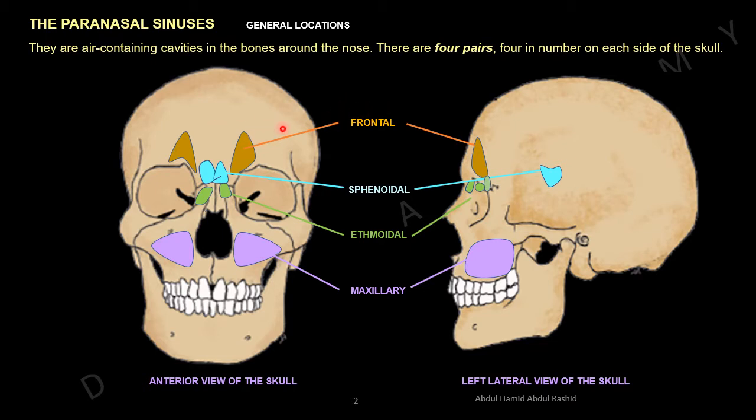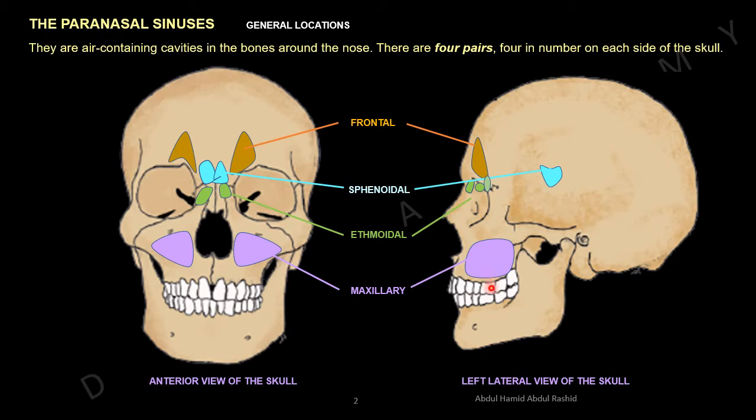These are the frontal sinuses, which are high up in the frontal bone. Next are the sphenoidal sinuses, in the body of the sphenoid, far deep inside. Next are the ethmoidal sinuses, in the lateral mass of the ethmoid bone. On each side, there are 3 groups of air cells: anterior, middle, and posterior. And finally, the maxillary sinus, which is the lowest but the biggest, in the body of the maxilla.